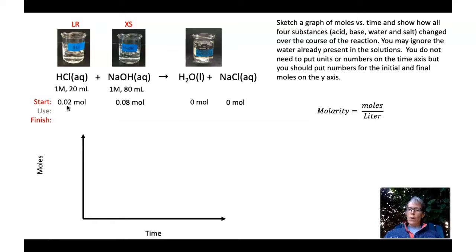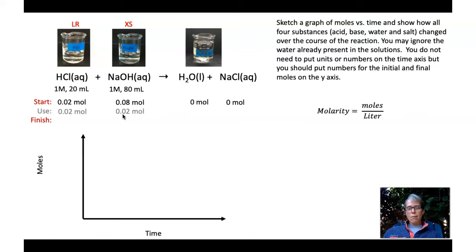Okay, so we need to figure out how much we're going to use of each of these reactants. Well, how much you use is dependent on the limiting reactant. And we're going to use it all. We saw that in the pictures, so we'll use all of the 0.02. How much of the sodium hydroxide is used? Well, again, they have this 1-to-1 invisible reaction ratio, so that means we're going to use 0.02 moles of the base.